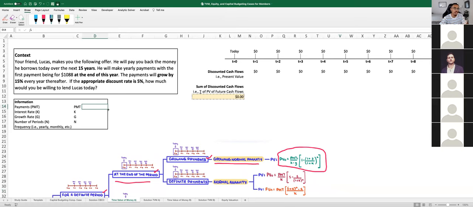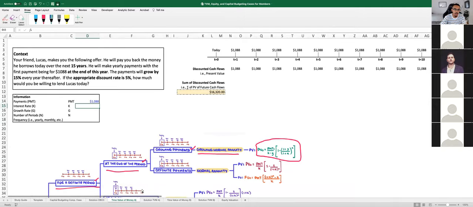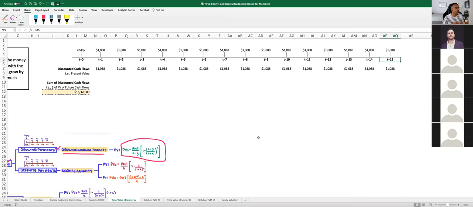Okay, that said, our payment in this scenario is obviously 1,088. And what I did here is I took the time to build a timeline for y'all, okay? To build a little timeline in which it's gonna show us, okay? We have T0, which is today. We have T1 all the way up to T15. So this is our little timeline, and it's essentially from today all the way to year 15. And we wanna figure out with all those payments, right? What will be the present value? How much total money we would be willing to provide to our friend, okay?